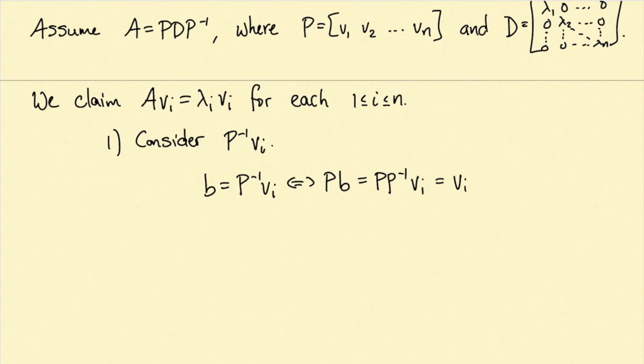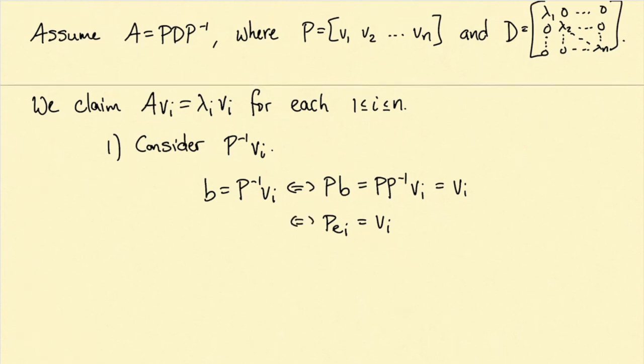Namely, if we take the basis vector e_i and multiply that by P on the left, we will get the ith column, which is simply v_i. Multiplying on the left by P inverse, we see that e_i is equal to P inverse v_i. This tells us that P inverse v_i is simply the ith standard basis vector e_i.